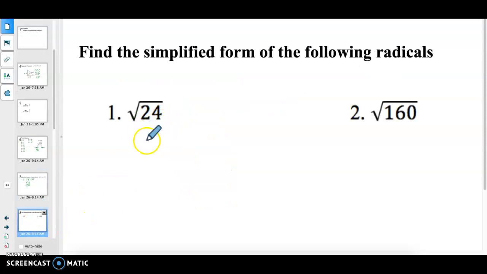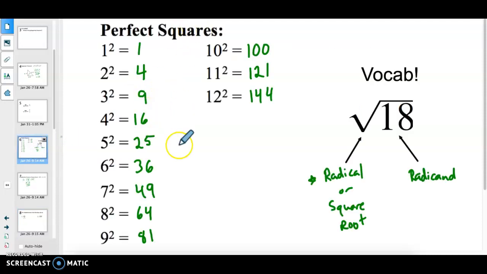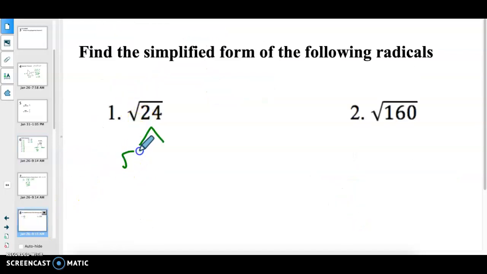When you're doing this simplifying process, the first thing you want to do is try to find the biggest perfect square that goes into this number. So you want to look at your list and figure out which of these numbers in green go into 24. As I look down this list, the first number that multiplies into 24 is 4. So I know that's one that I want to use. So it's going to look like square root of 4 times 6, since 4 times 6 is 24. And 6 doesn't have any perfect squares inside of it, so we're just going to leave it alone. So square root of 4 is 2, and we're left times square root of 6.